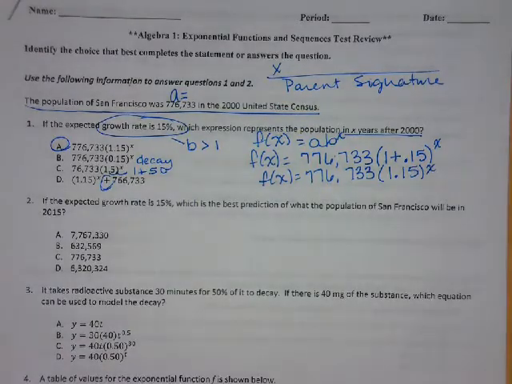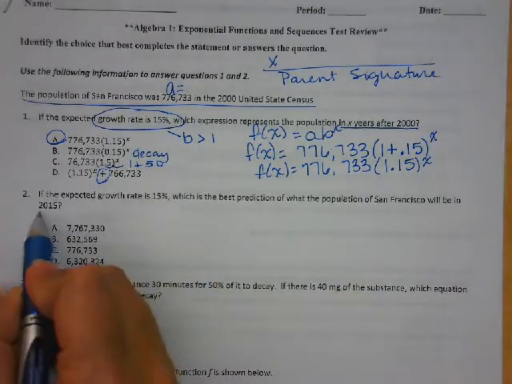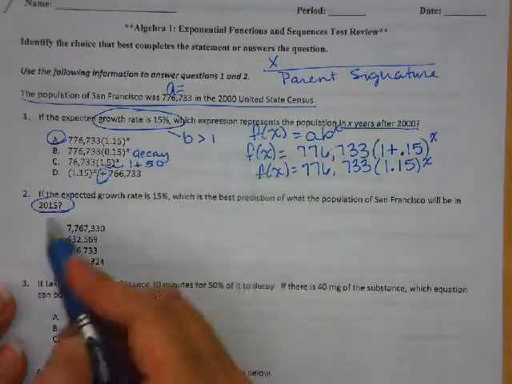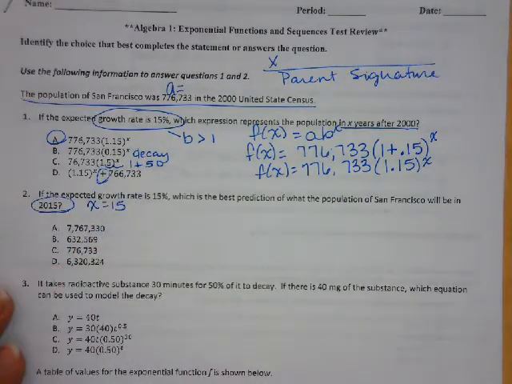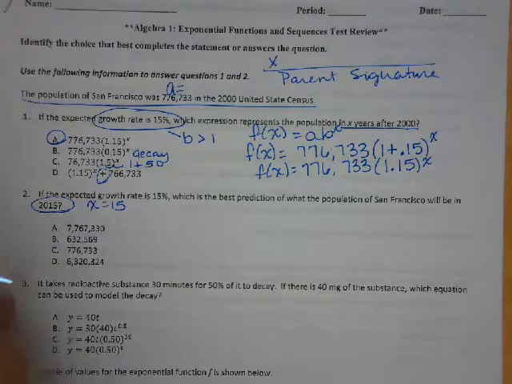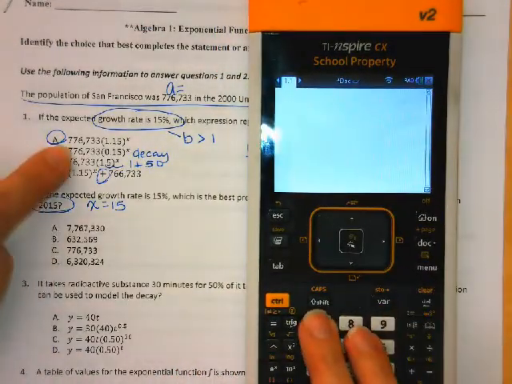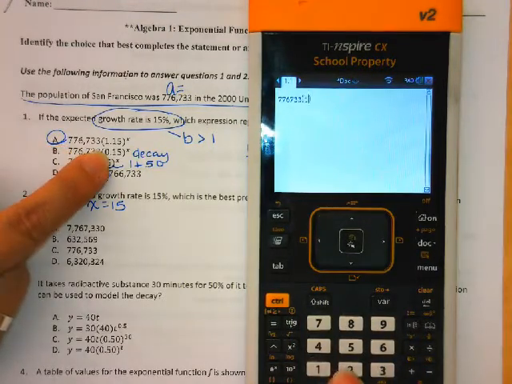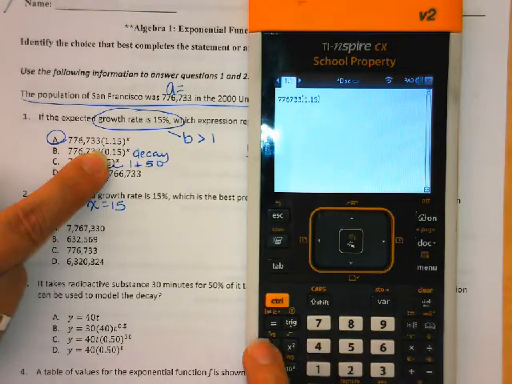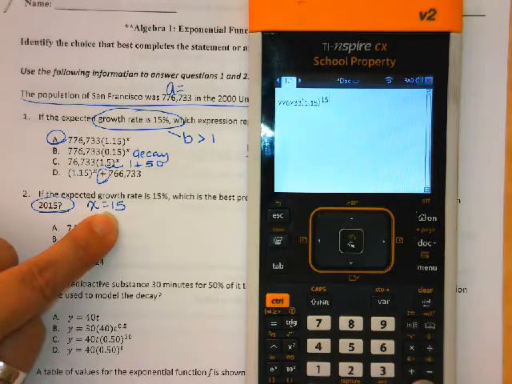So now we're going to apply that. If the expected growth rate is 15%, what's the best prediction in 2015? Now remember, we're talking about X is years after 2000, so that means our X is going to be 15. We talked about this a couple of ways in class you could solve this. You could use your calculator. So if we have this equation, 776,733, parentheses, 1.15, close parentheses, caret is over here next to the 4, and instead of X, now we have a value for X, so we're going to put 15.